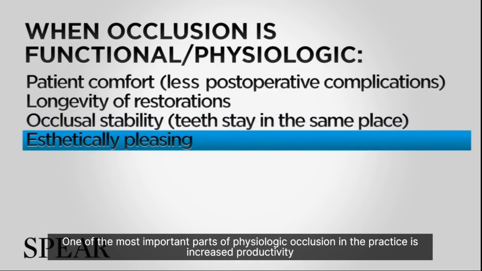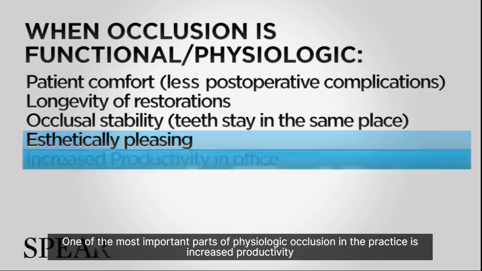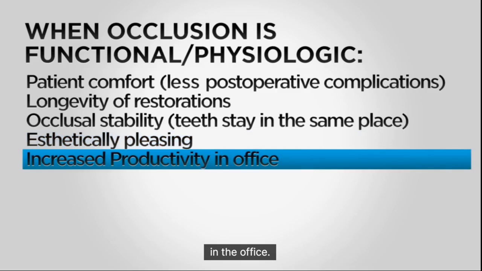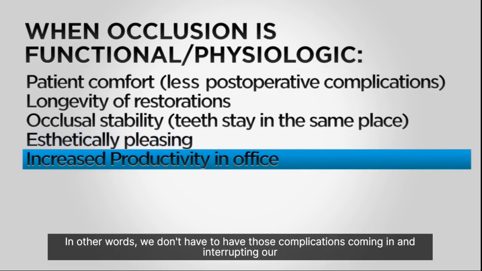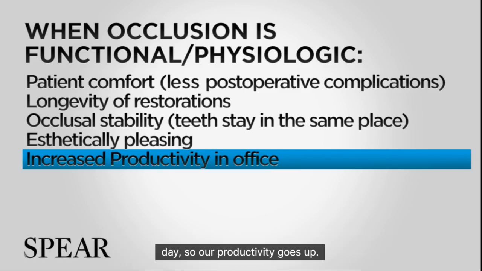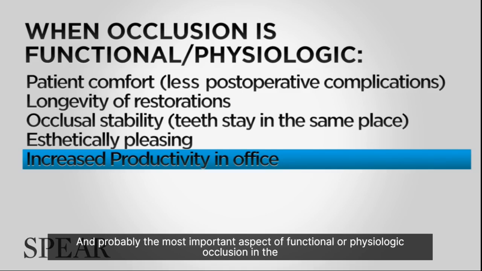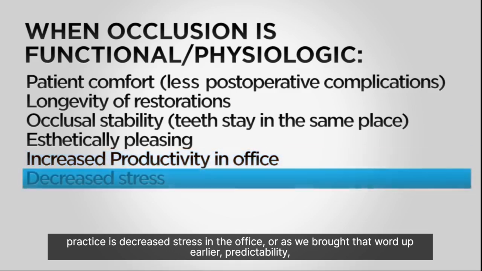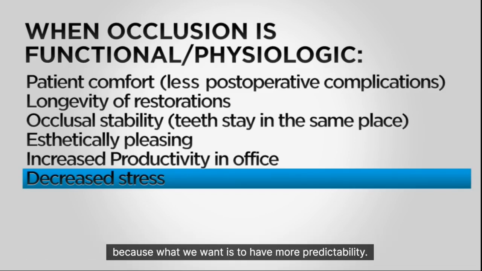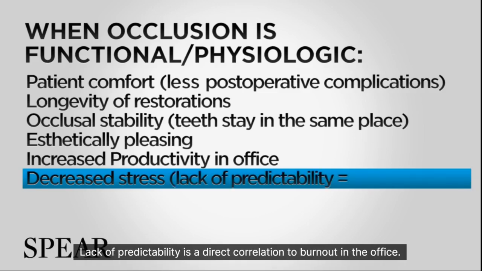One of the most important parts of physiological occlusion in the practice is increased productivity in the office. In other words, we don't have to have those complications coming in and interrupting our day, so our productivity goes up. And probably the most important aspect of functional or physiologic occlusion in the practice is decreased stress in the office, or as we brought that word up earlier, predictability. Because what we want is to have more predictability. Lack of predictability is a direct correlation to burnout in the office.